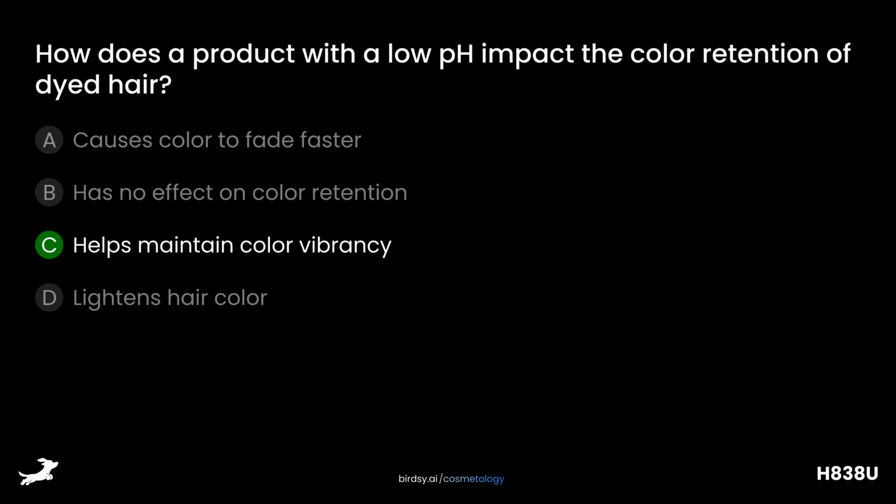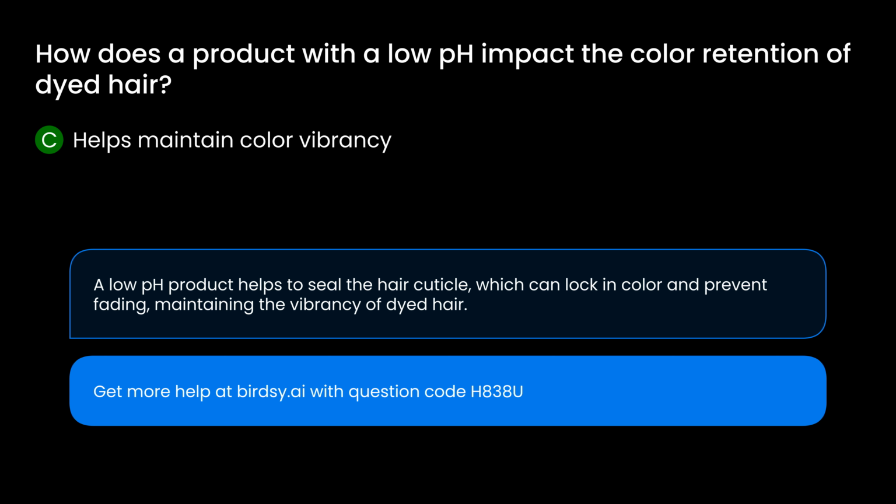The answer is C, helps maintain color vibrancy. A low pH product helps to seal the hair cuticle, which can lock in color and prevent fading, maintaining the vibrancy of dyed hair.